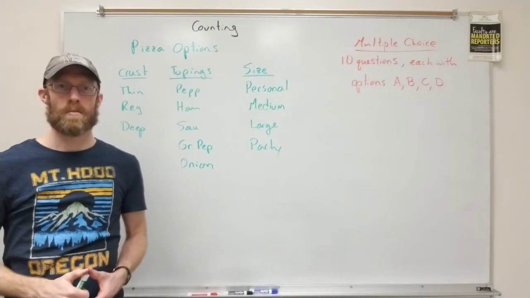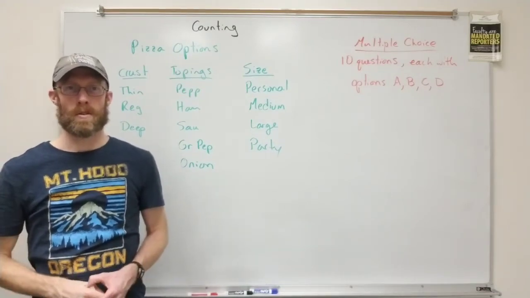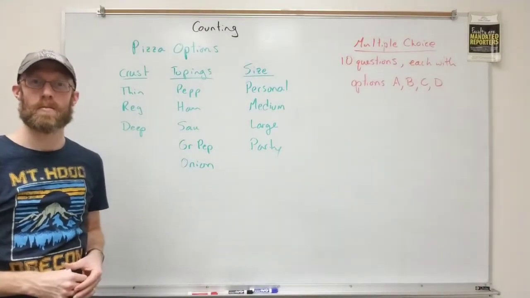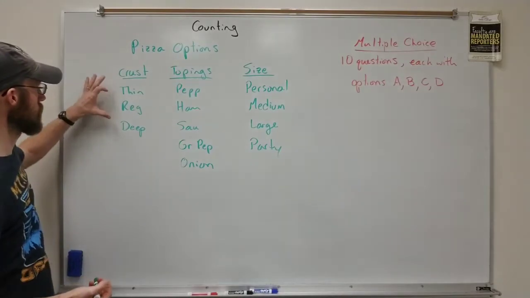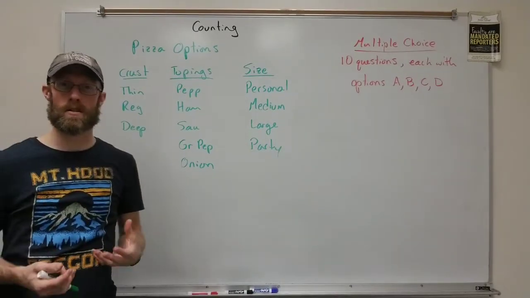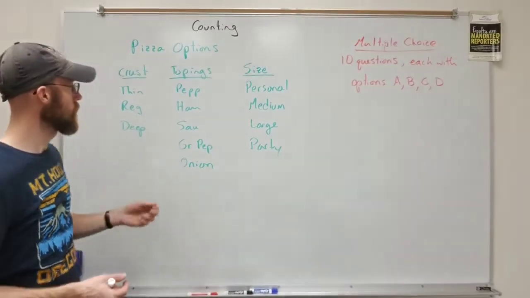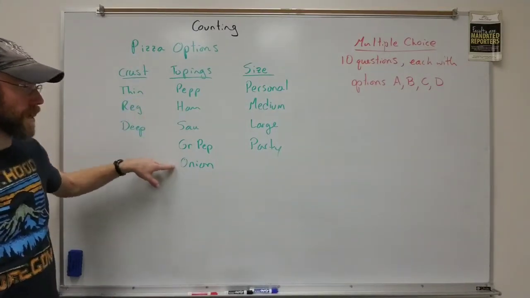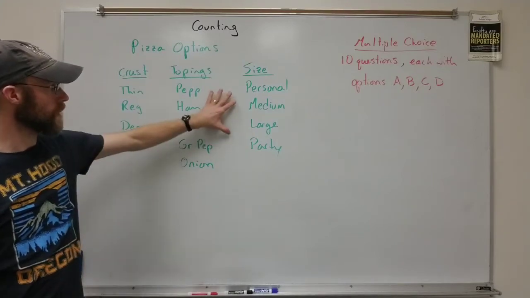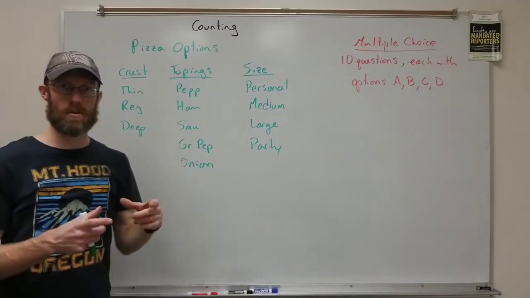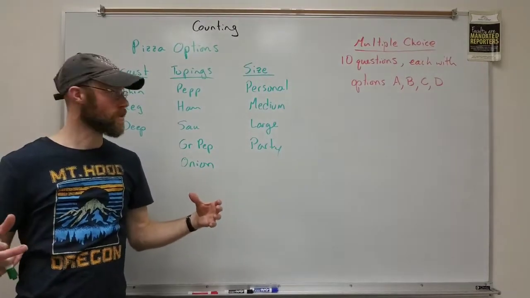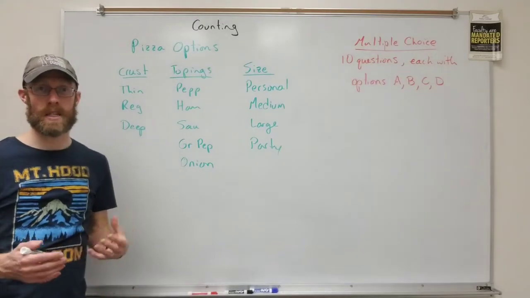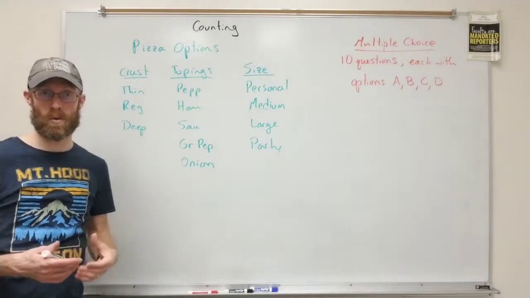Just a couple more examples of the fundamental counting principle. Here I have a pizza menu, and the options for purchasing a pizza include the different kinds of crust. You could get a thin crust, regular crust, or a deep dish. You have 5 toppings to choose from: pepperoni, ham, sausage, green pepper, and onion. And then 4 different sizes: a personal pizza, medium, a large, or a party pizza. With these options, the question is how many different pizzas could be ordered?